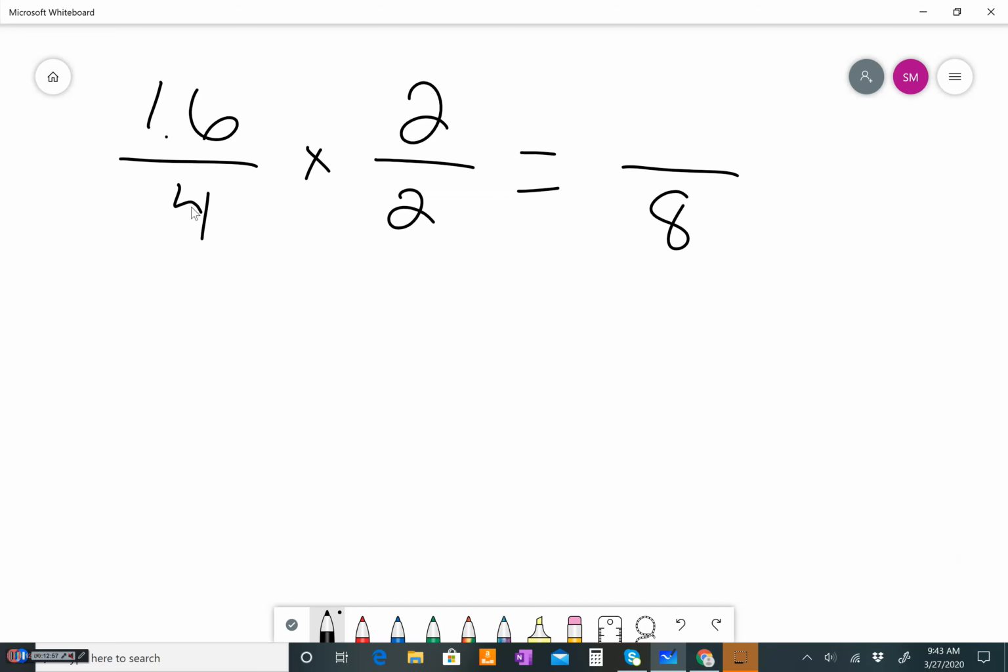So 1.6 times 2. If you don't have a calculator, here we go, off to the side. 6 times 2, 12. Carry my 1. 2 times 1 is 2, plus 1 is 3. But I have that decimal, so I have to bring it in one spot. So it would be 3.2 over 8. That would be one equivalent ratio.